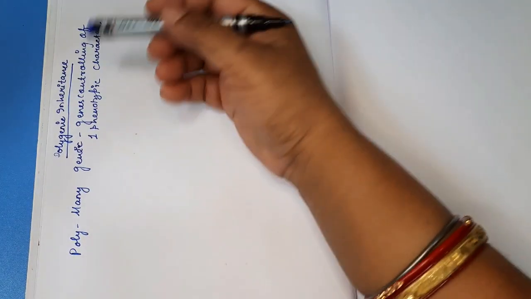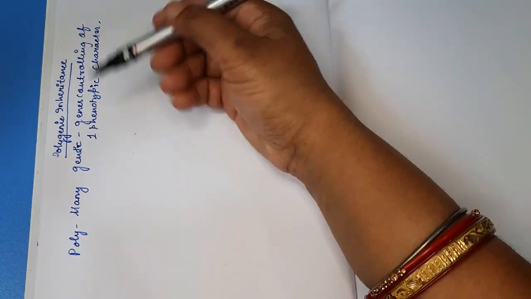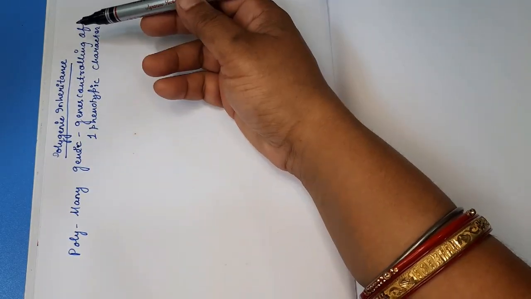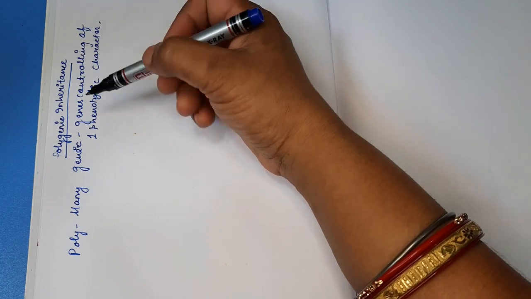Hello, I welcome you all to today's session where we are going to discuss the next topic, that is polygenic inheritance. As I have written over here, the word poly means many and genic means the genes which are controlling or responsible for controlling the expression of only one phenotypic character.